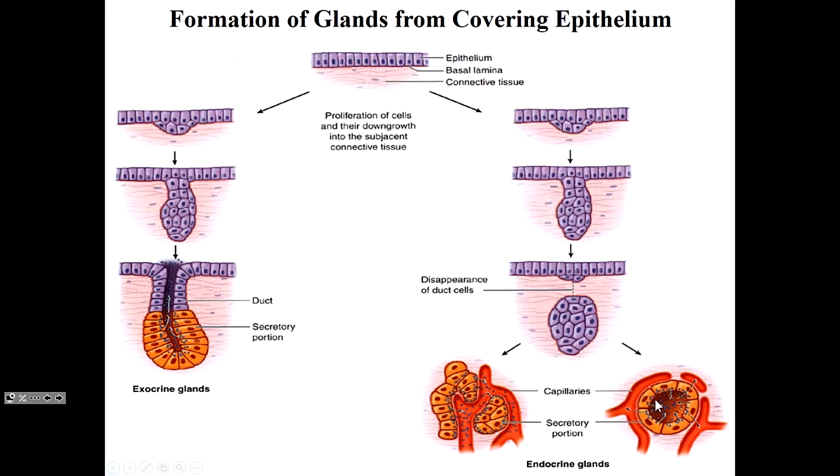So that's exocrine and endocrine. It's kind of easy to remember because endocrine, okay, blood vessels. If it's not endocrine, it's exocrine. That's it by default.